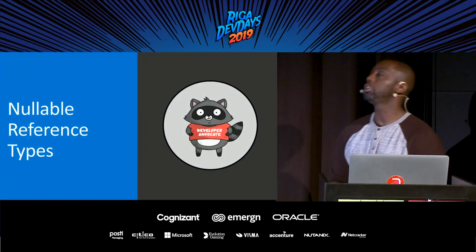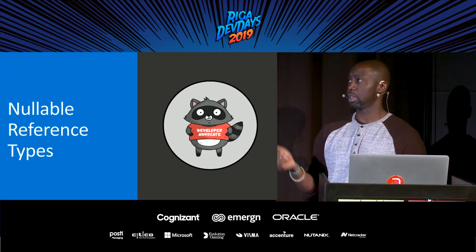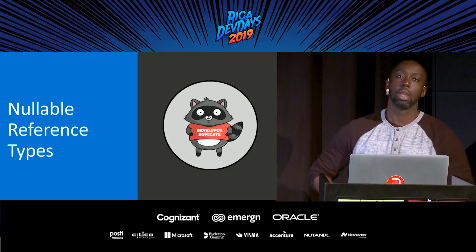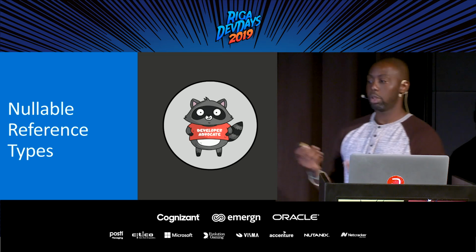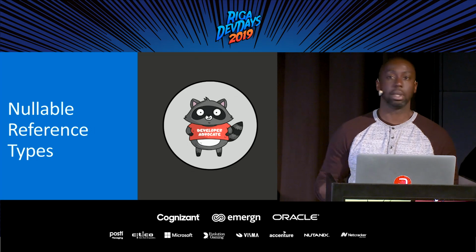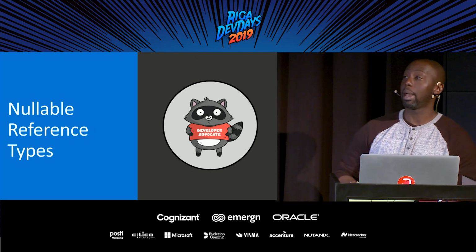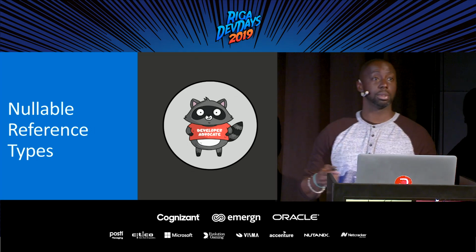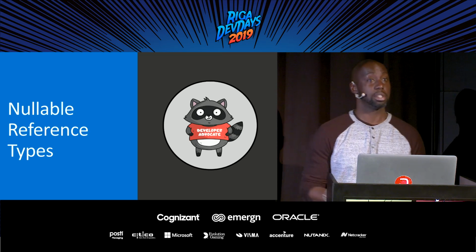All right, so a really big feature that a lot of people are really interested in is nullable reference types. As you know, if you have an object, anything that's a class, it's passed by reference, and so that object can have a value or it cannot have a value. If it doesn't have a value, then it means that it's null.